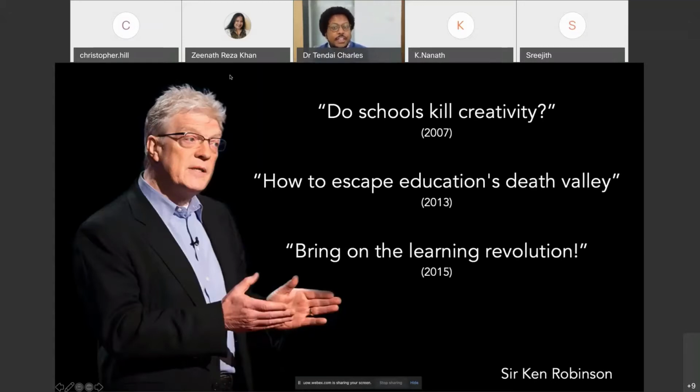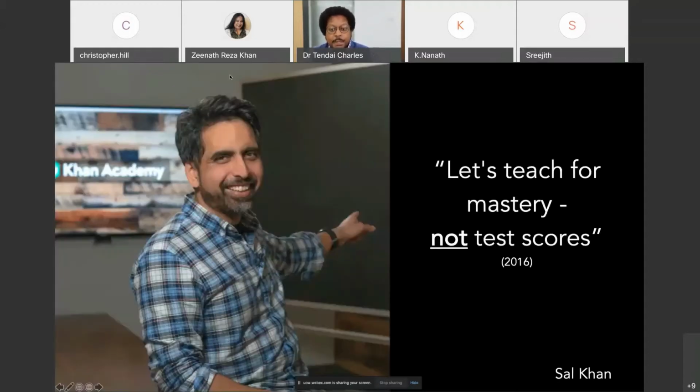And not just him, there were many others as well, highlighting and talking about some of the flaws and problems we have in education and how we need to rectify them. One of the other issues we had was to do with assessment. And so we had people like Sal Khan, who also delivered a TED Talk back in 2016, saying that we need to focus on the learning content and students developing their skills and mastery rather than focusing on test scores.